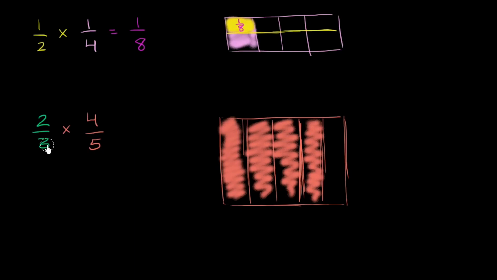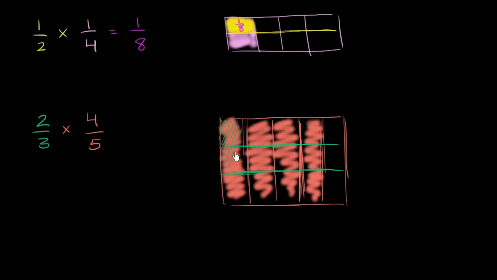Now we can view this as 2/3 of the 4/5. So how can we think about that? Well, we can take this section and divide it into thirds. So let's do that. We're going to divide it into 3 equal sections. So that's 1/3 and then 2/3. So we took each of the 5 equal sections and we divided them into 3 equal sections. Now what's going to be 2/3 of the 4/5? Well, that's going to be this part right over here.